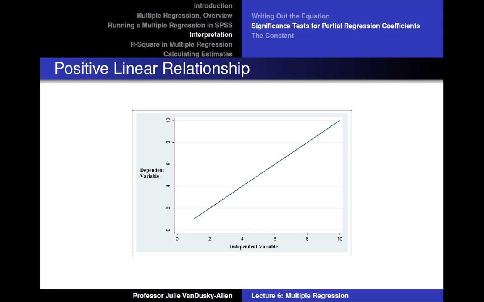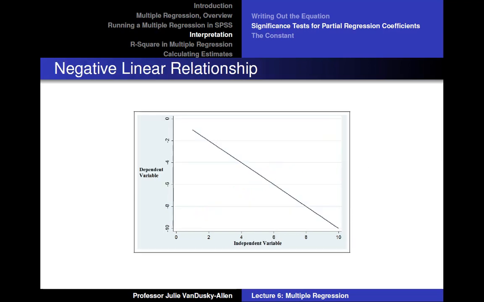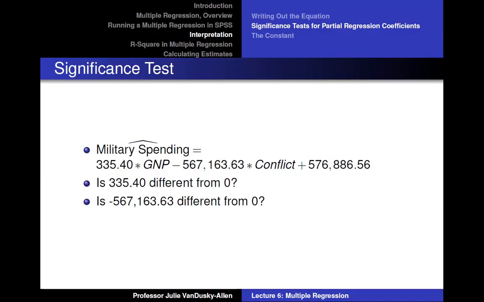If b hat is positively different from 0, as the independent variable increases, the dependent variable increases. If b hat is negatively different from 0, as the independent variable increases, the dependent variable decreases. So to show you how to interpret the significance test for b hat, I will use the multiple regression analysis from earlier in the lecture.